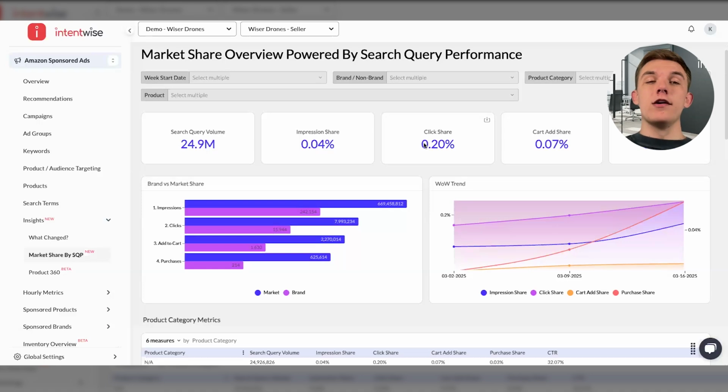My click share, however, is doing very well. So my main image looks good. My pricing is competitive. I have good badging. I'm doing well from the click share perspective because the rate is outperforming my impression share. And then my add to cart and purchase share are not doing well. They're vastly underperforming my click share. So maybe I need to go in and look at my products and look at my lifestyle imaging, my bullets, et cetera, like we talked about before.